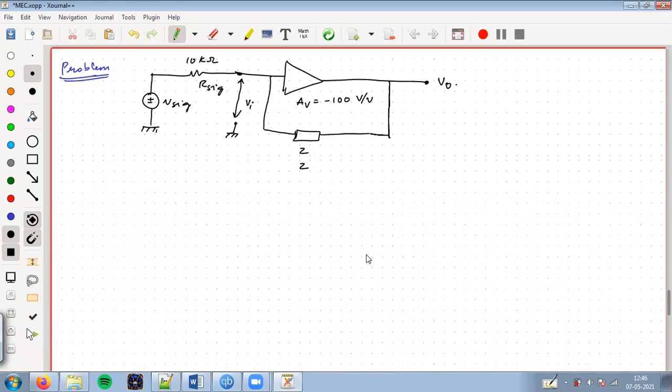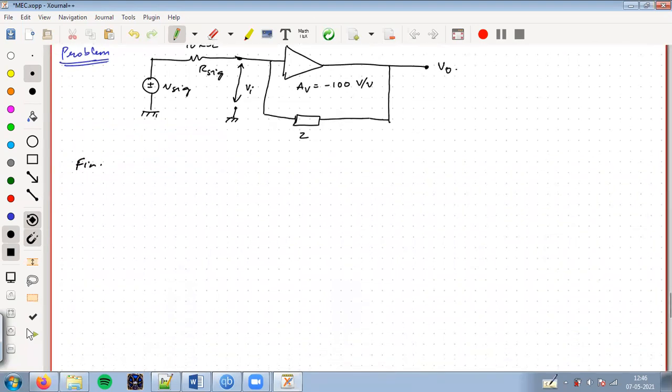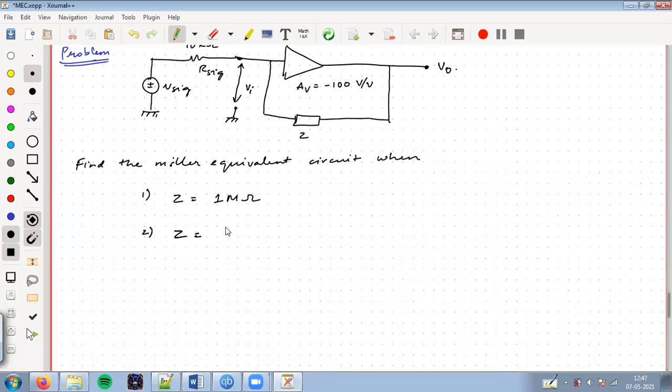So what is asked is to find the Miller equivalent circuit. First, when Z is equal to 1 mega ohm, and second, when Z is a capacitance of 1 picofarad. For both these instances, find V naught by V signal.